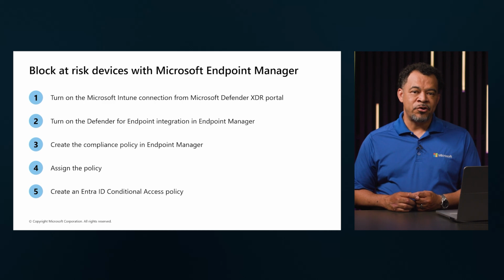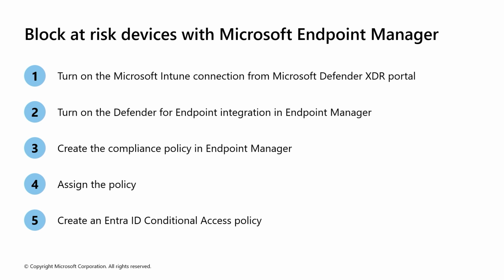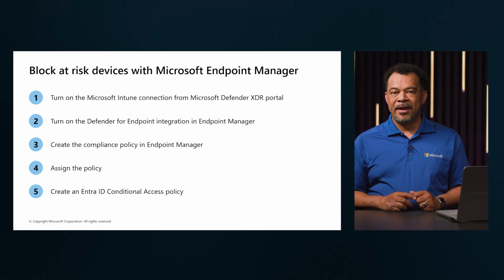Next, in Endpoint Manager, we turn on Defender for Endpoint integration, which lets us use threat signals from Defender to influence device compliance. From there, we create a compliance policy. This defines what healthy looks like for a typical device. Once that's set, we assign the policy to the appropriate user or device groups. And then finally, we create a conditional access policy in Entra ID to block or limit access for any device that doesn't meet those compliance requirements. This workflow ensures that only secure, compliant devices can access corporate resources, helping us reduce risk and giving us control.